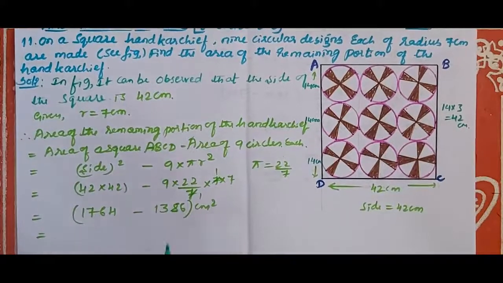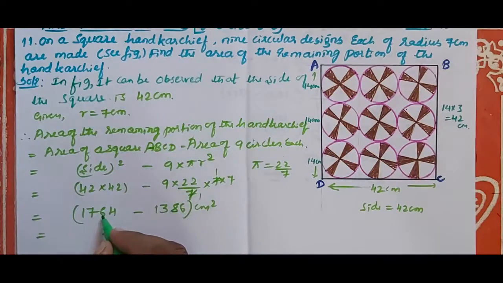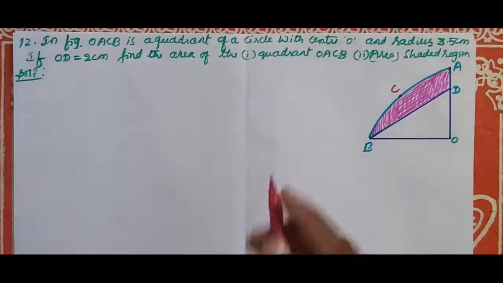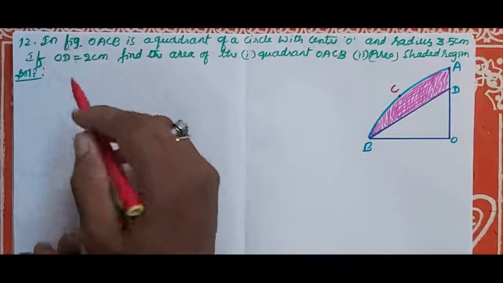We have to subtract 14 minus 6, which is equal to 8, right? Next, remaining 5, 15 minus 8, which is equal to 7, and remaining is this 6, 6 minus 3, which is equal to 3. Therefore 378 square centimeter, and this is the right answer, right? This is the right answer. Dear students, now let us discuss the 12th question. Here we have the question.